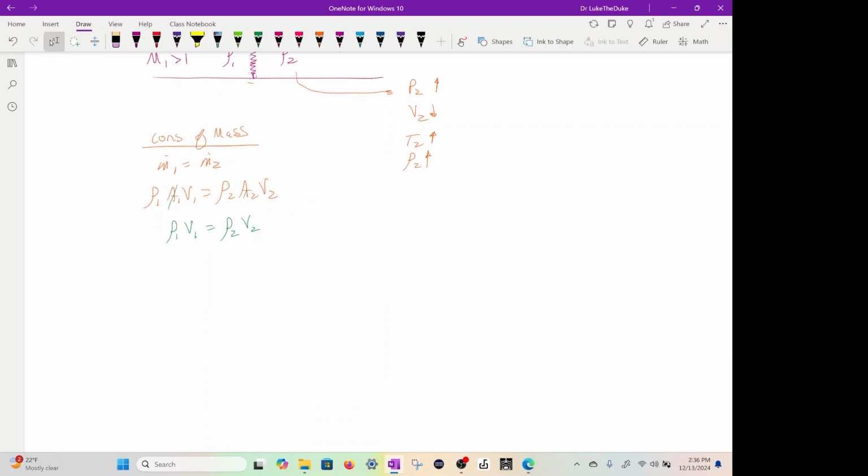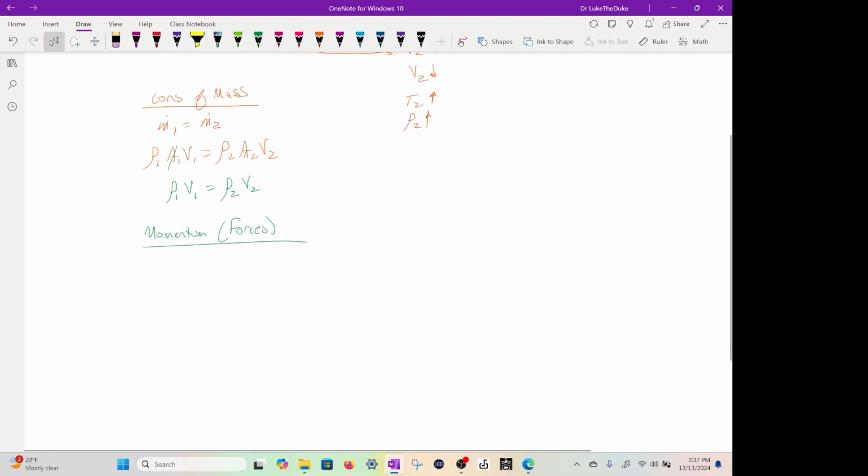Let's look at momentum, or forces. So let's draw a free body diagram. Here is the nozzle. We have a pressure force, P2A2, acting perpendicular to that. We have the other pressure force, P1A1. And then we have velocity coming in, V1, which I'll do in red, and then leaving, V2.